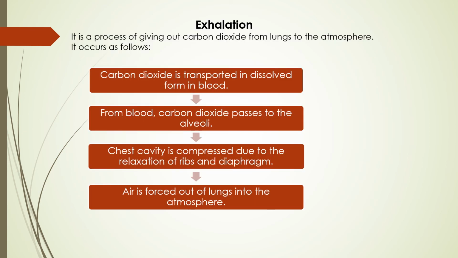So the last step during respiration is exhalation. It is the process of giving out carbon dioxide from the lungs to the atmosphere. Now you know it very well. So the carbon dioxide is transported in dissolved form in the blood. When the oxygen is going in the form of oxyhemoglobin, and the carbon dioxide is coming back, it is more soluble in comparison to oxygen. It is more soluble in the plasma of the blood, so it is transported in the plasma and comes back to where?